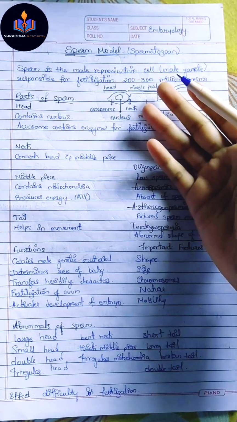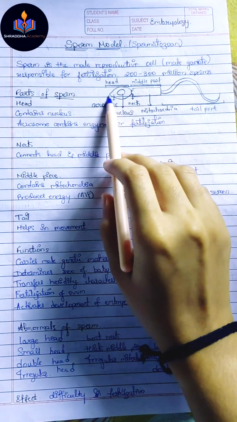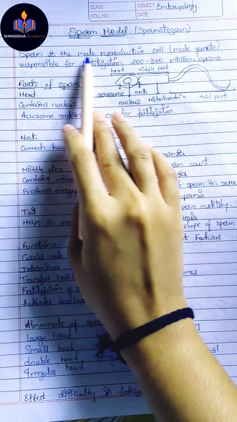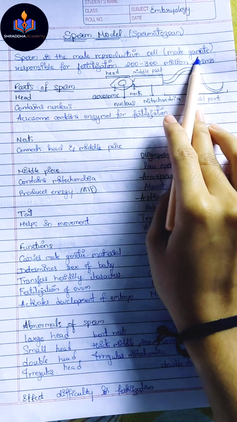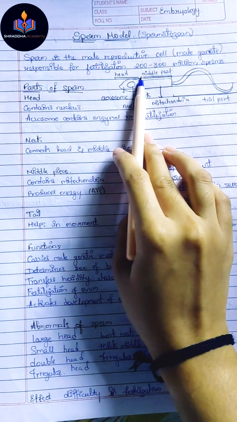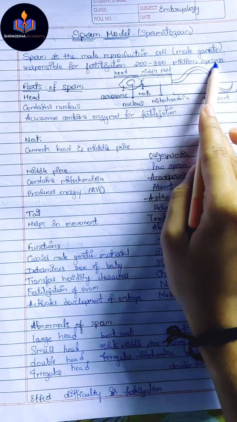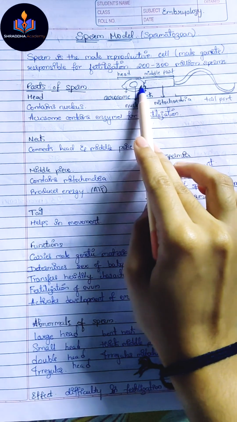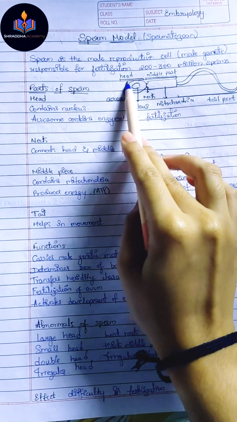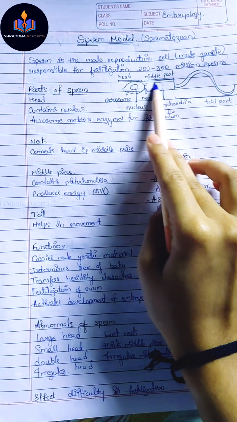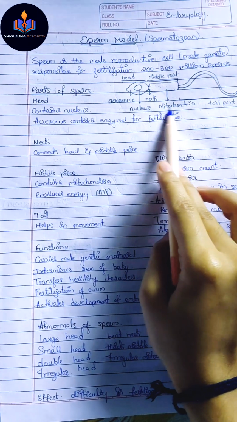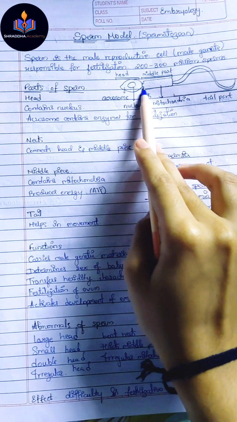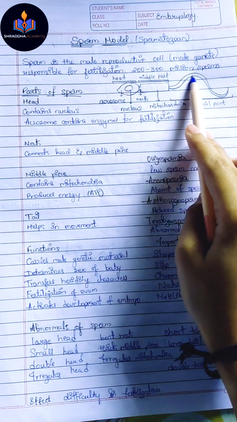So let us also know about the sperm model. Okay, so this will be the sperm model which will be kept on the table to identify in embryology. The sperm is the male reproductive cell, which is known as the male gamete, which is responsible for fertilization. Over 200 to 300 million sperms will occur in a male. The parts of the sperm are the head, which contains the acrosome. The middle part is where the mitochondria are present, and in between the head and the body is the neck, and then the tail is present.